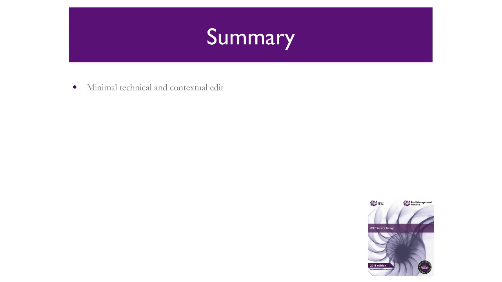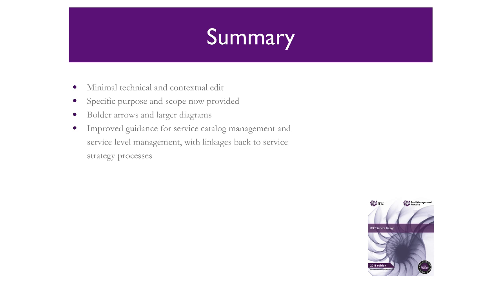In summary, the Service Design core publication has been the subject of a minor to moderate technical and contextual edit. It now includes specific statements of purpose and scope. The previous goals have been brought forward to the introduction to ensure consistency with other lifecycle publications. Every diagram has been given extra treatment to ensure the arrows they contain are bolder, and some diagrams enlarged to ensure improved readability. There is improved guidance in the form of clearer descriptions and diagrams for each of the 7 existing processes. And a new process is included to explain how design activities are planned and coordinated.